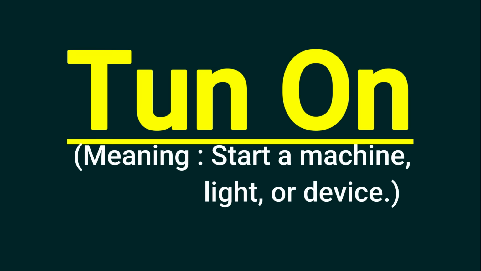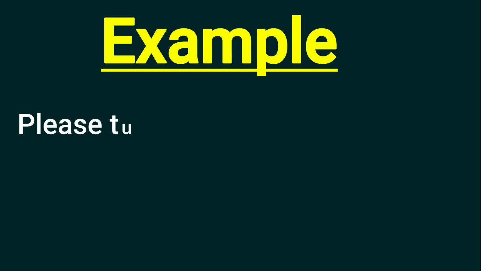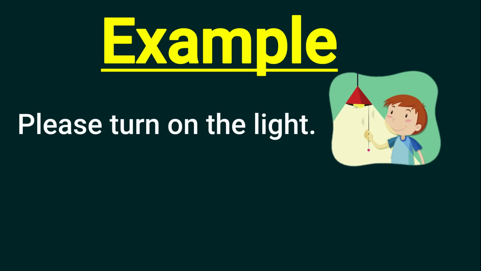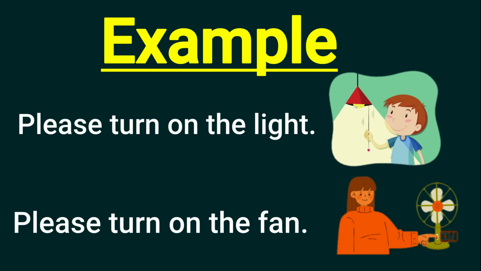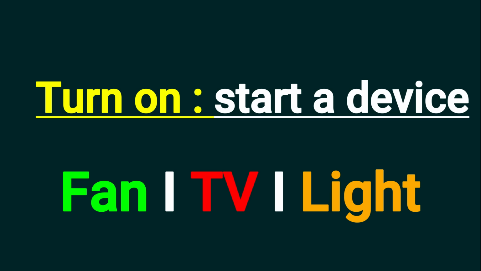So number 1 is turn on. Turn on means start a device, machine or light. Example: please turn on the light. Second is please turn on the fan. So here in both the sentences, light and fan are devices or machines. So turn on means start a device. You can use turn on in fan, either fan, TV, light.